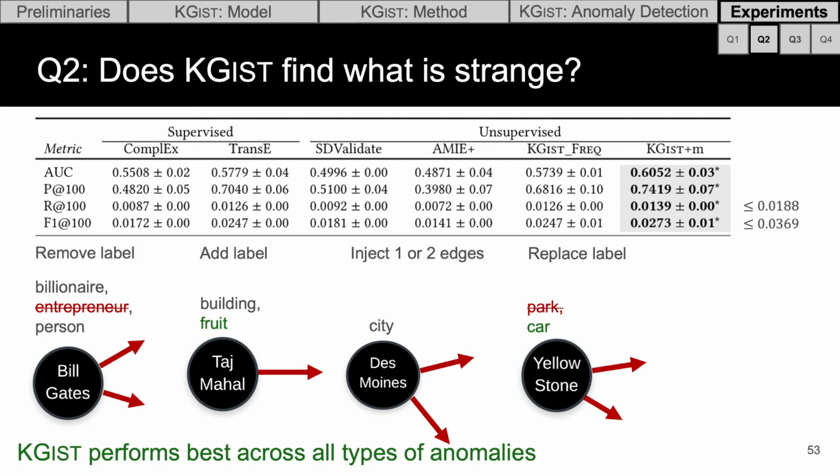Across all anomaly types, Kgist outperforms all baselines by a statistically significant amount, and we give the upper bound recall and F1 to show why these numbers appear to be low. It's just because there are many more errors injected than 100, so the maximum achievable at 100 is quite small.